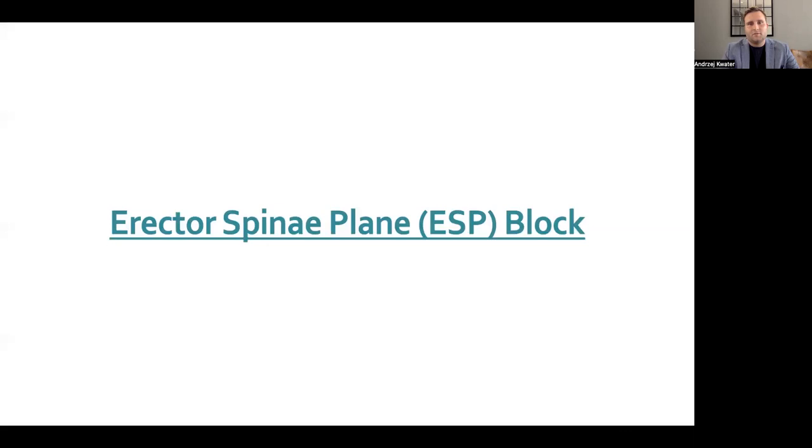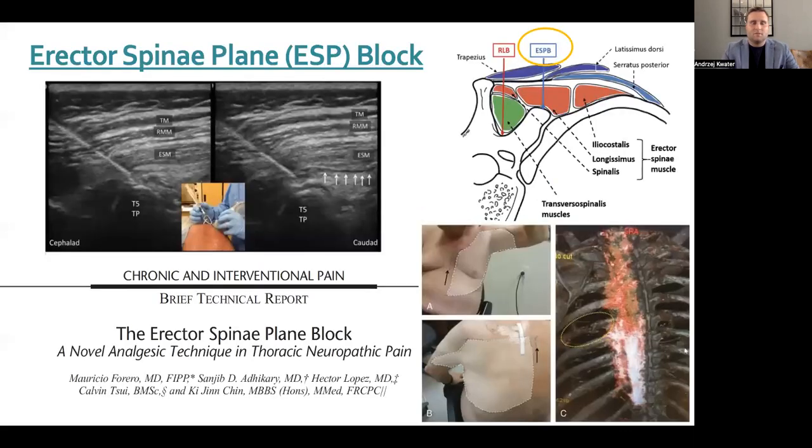So beginning with the erector spinae plane block. This is a block that many have heard of already. Many of you may already do these blocks at your respective institutions, but I wanted to just go over a few things from my end.